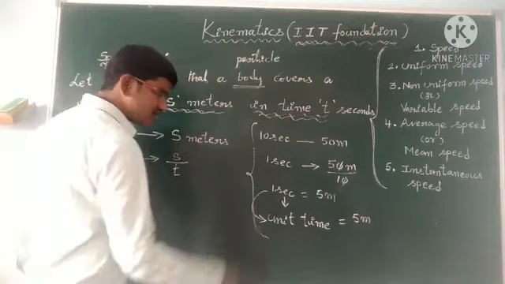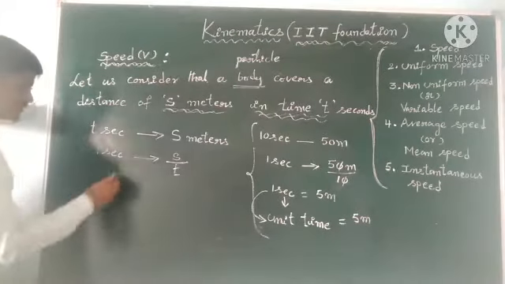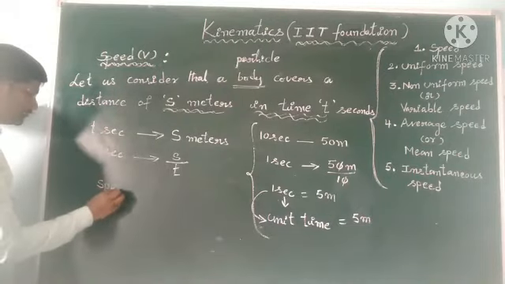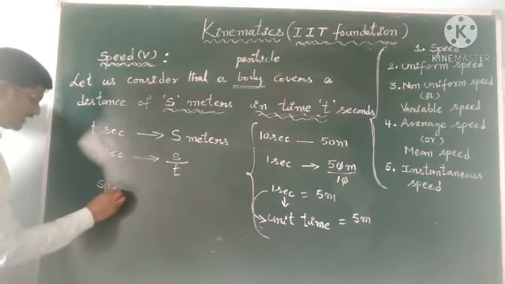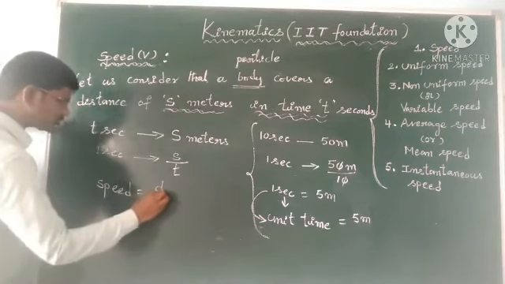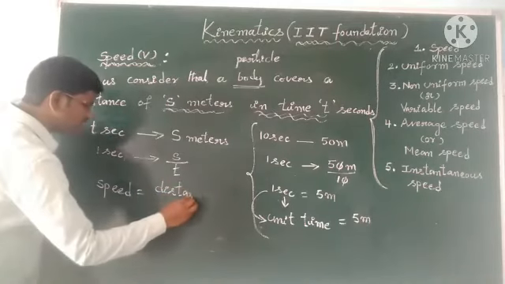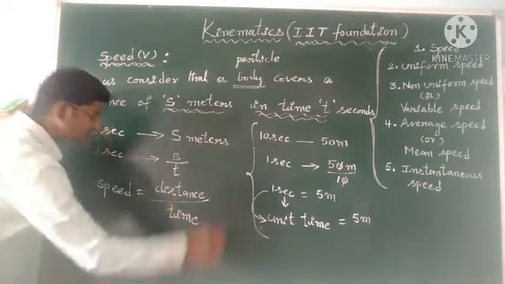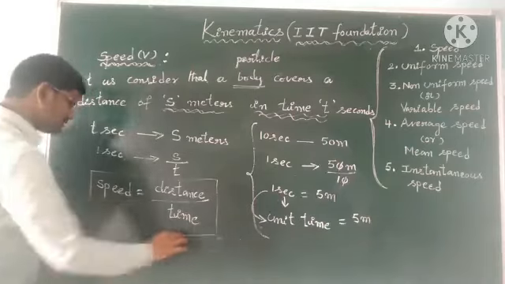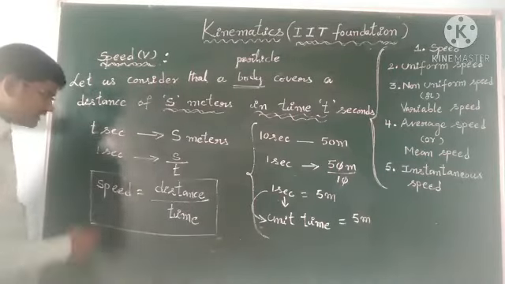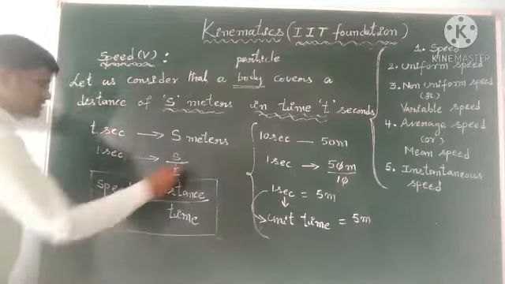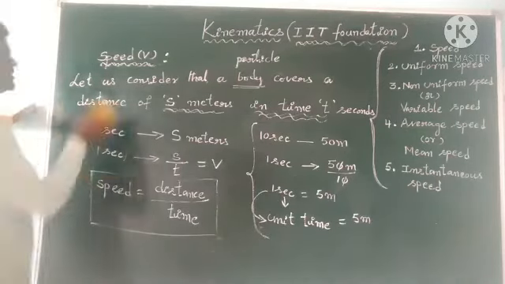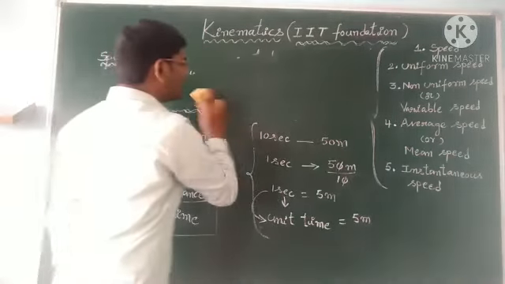This 1 second we have a special name, called unit time. So this is distance, and this is called speed. What will we write, my dear students? Speed is equal to distance by time. So we have defined speed as the distance traveled per unit time. See my dear students, now see the definition of a distance.